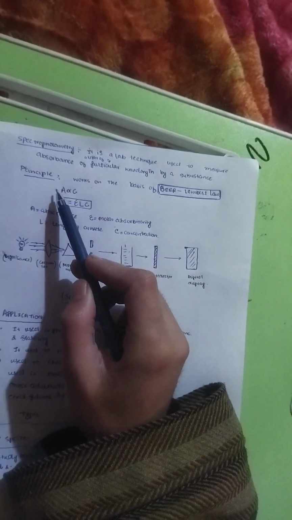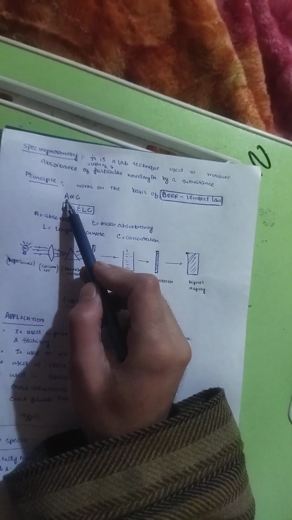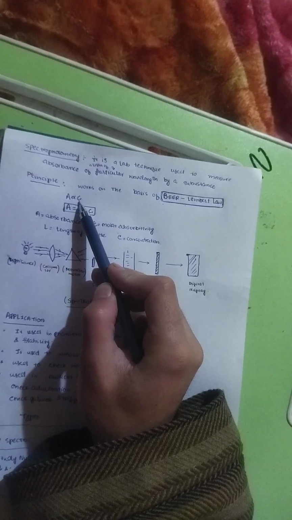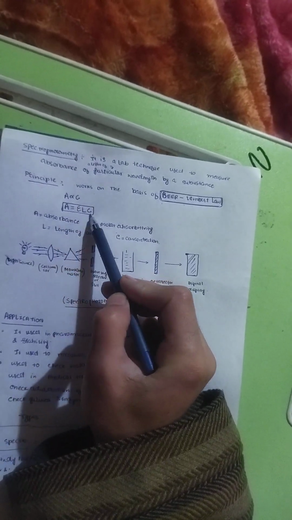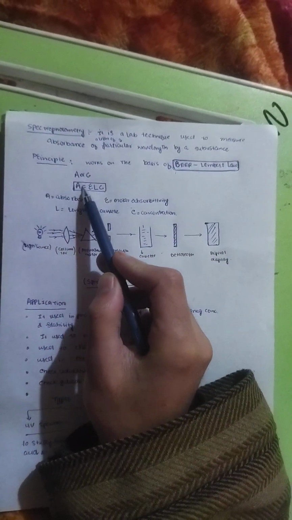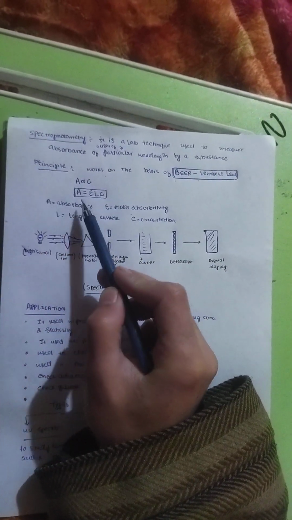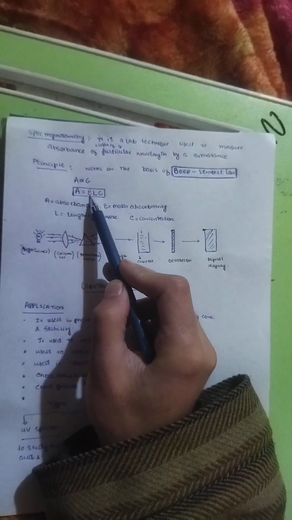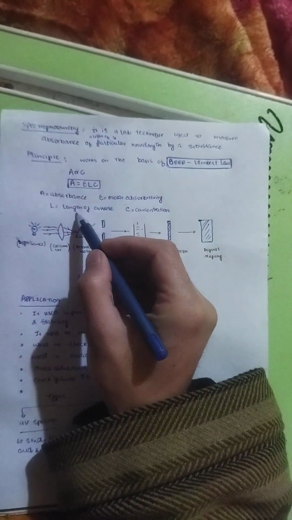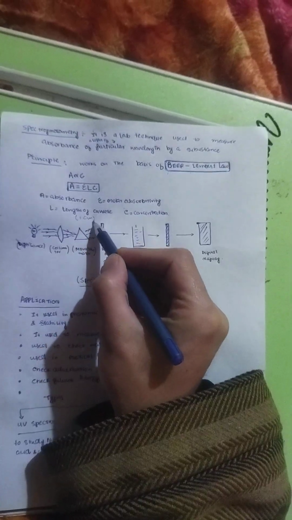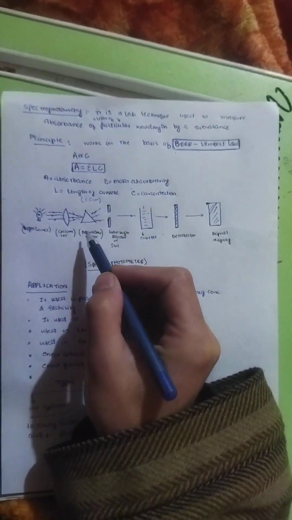What does Beer-Lambert's law say? It says that the absorbance of any compound is directly proportional to the concentration of the compound. Here we have the Beer-Lambert law equation, and these are the things depicted here, and their names: A is absorbance, E is molar absorptivity, L is the length of the cuvette, which is always 1 centimeter, and C is the concentration.